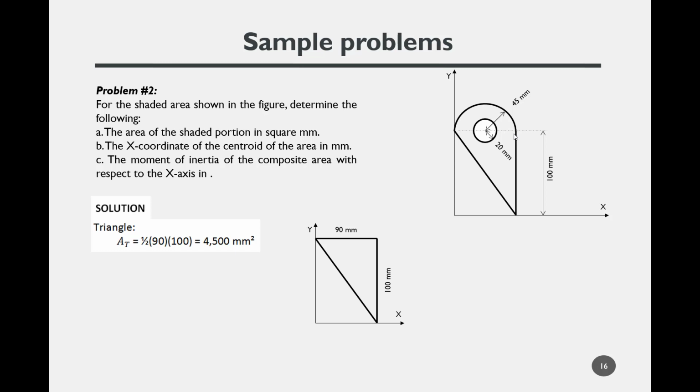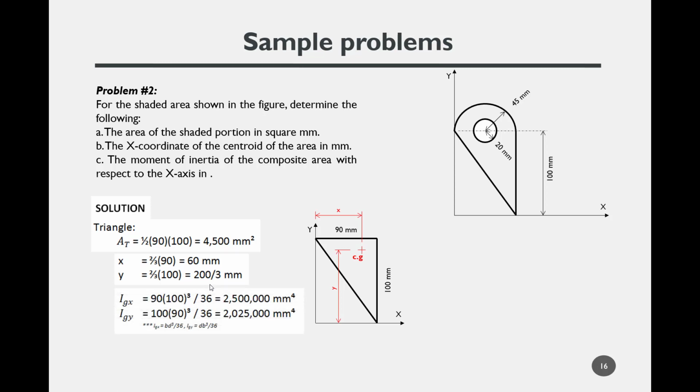Ayan. So, solving for the area, 1/2 BH for the triangle. So we have 4,500 millimeters squared. So ayan, makita natin, solving for the centroid here. 2/3 of 90. Actually guys, ito ay naka-formula na 'to ha. Baka mamaya magtataka bakit siya naging 2/3 of 90, 2/3 of BH, parang gano'n yan. Nandun na yan sa formula. Okay, so makukuha natin yung X is 60 and then Y is 200/3.